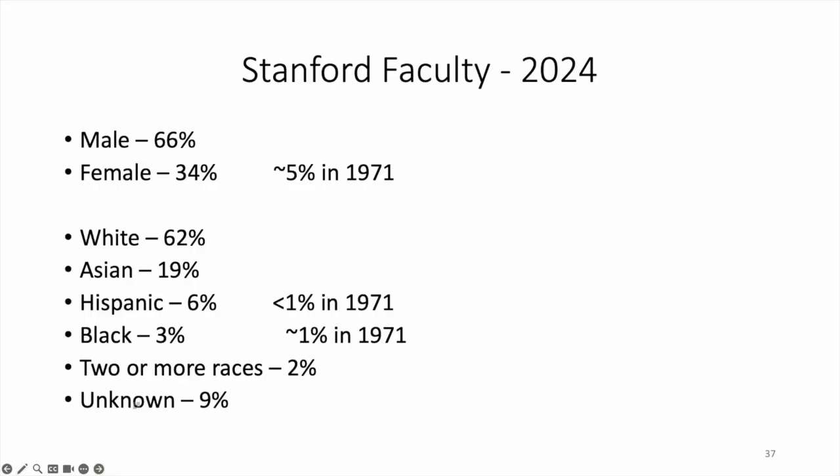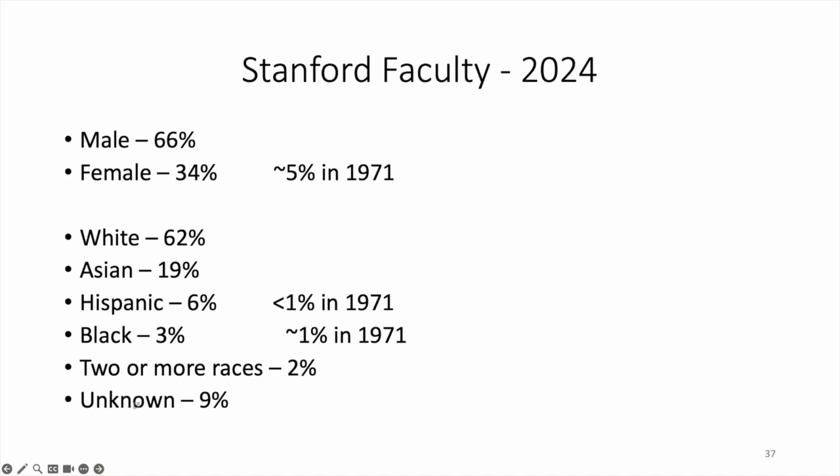Let me not go through each year, but skip ahead to where we are now. We're now about a third women on the faculty, whereas we were 5% in 1971. And that has been a major change. When I came to Stanford in material science, there were no women on the faculty, and there was only one woman graduate student.